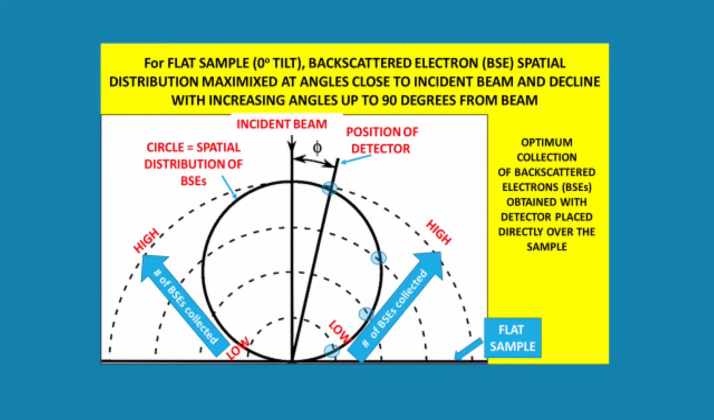Therefore, for an electron beam incident on a flat surface or untilted sample, the most efficient position of a detector to collect the backscattered electrons would be within a few degrees of the incoming beam. As a result, backscatter detectors are placed directly over the sample to maximize collection of the backscattered signal.